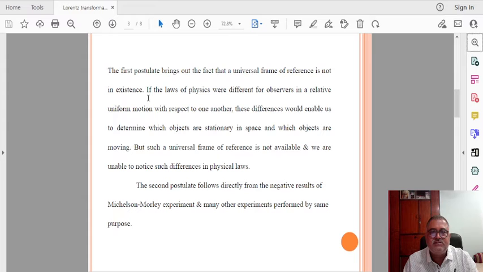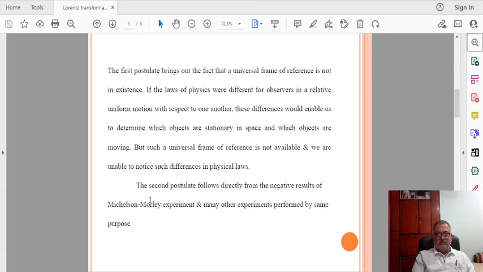And therefore he says if the laws of physics were different for observers in relative uniform motion with respect to one another, these differences would enable us to determine which objects are stationary in space and which objects are moving. But such a universal frame of reference is not available, and we are unable to notice such differences in physical laws.